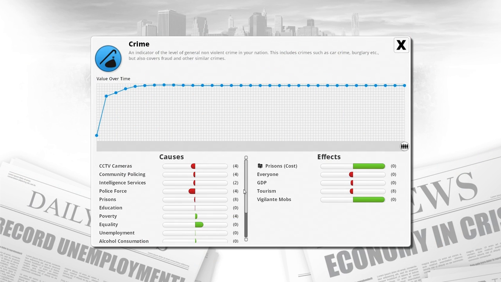So causes: inequality, organized crime, alcohol abuse. Don't get confused about the red and green here. Red and green doesn't mean good or bad. It just means increasing or decreasing. So as you can see, organized crime is increasing crime, which is terrible. And alcohol abuse is increasing crime. And the red ones are things which are lowering it. So police force, CCTV cameras, stuff like that.